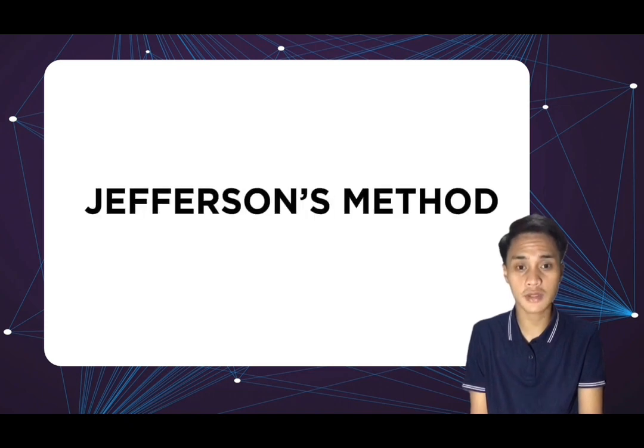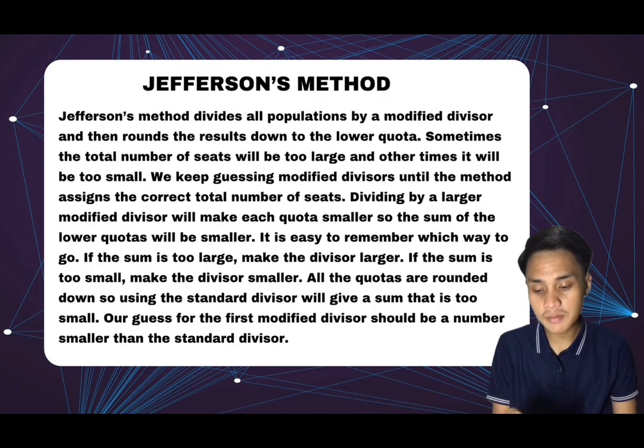For today, I will be providing you some brief discussions about Jefferson's method. Jefferson's method divides all populations by a modified divisor and then rounds the results down to the lower quotas. Sometimes the total number of seats will be too large, and other times it will be too small. We keep guessing modified divisors until the method assigns the correct total number of seats.